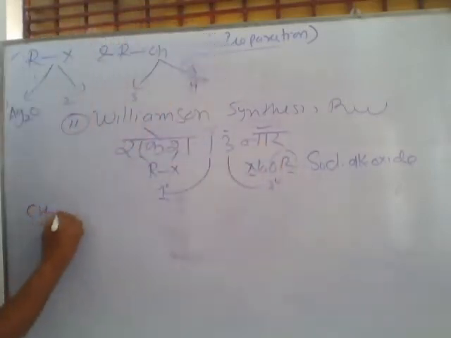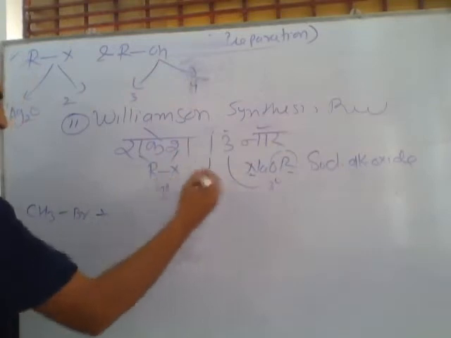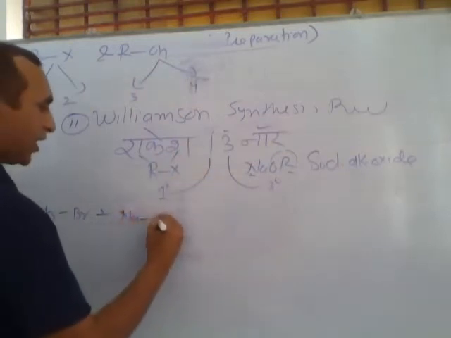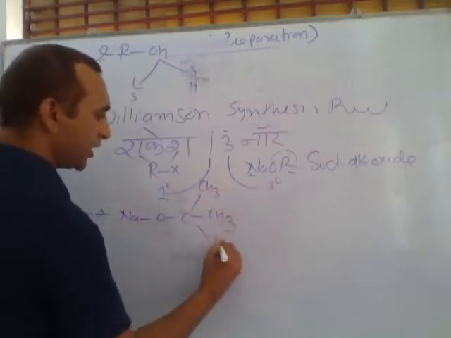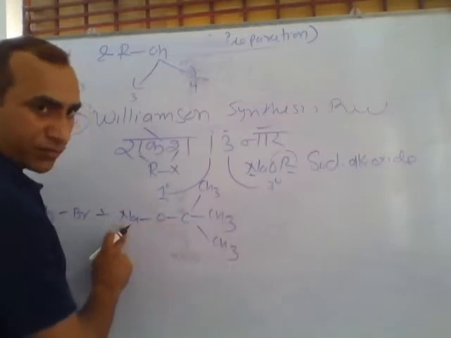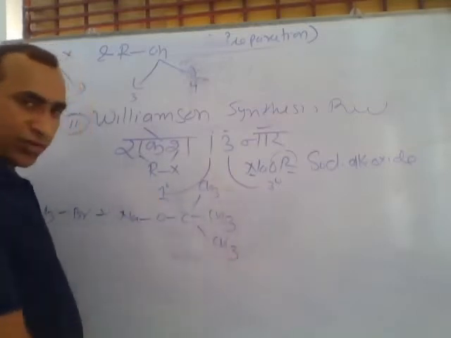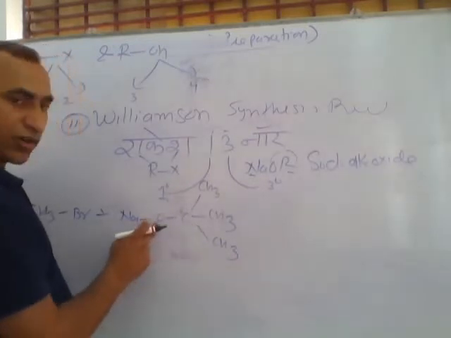Listen, this is CH3Br, called bromomethane. Here I am using this type: NaO with a carbon, where three CH3 groups are directly connected. This is called tertiary. Its name is sodium tertiary butoxide. This is sodium, this is tertiary butane, this is oxide.